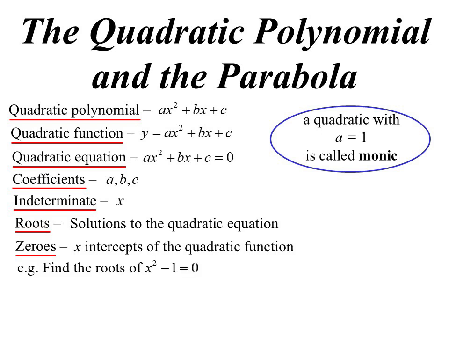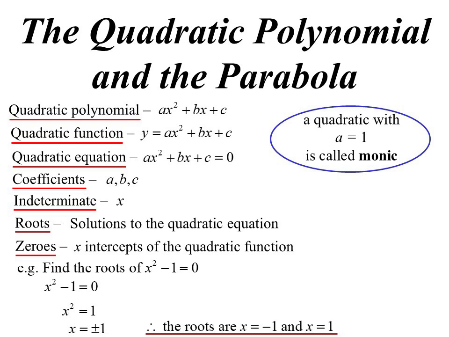Here it would be more correct to say find the roots of x squared minus 1 equals 0. We wouldn't say find the zeros of it. Find the roots. And what the heck, let's go and solve it. Very tricky. x squared equals 1. Oh, what do you know? x is plus or minus 1.